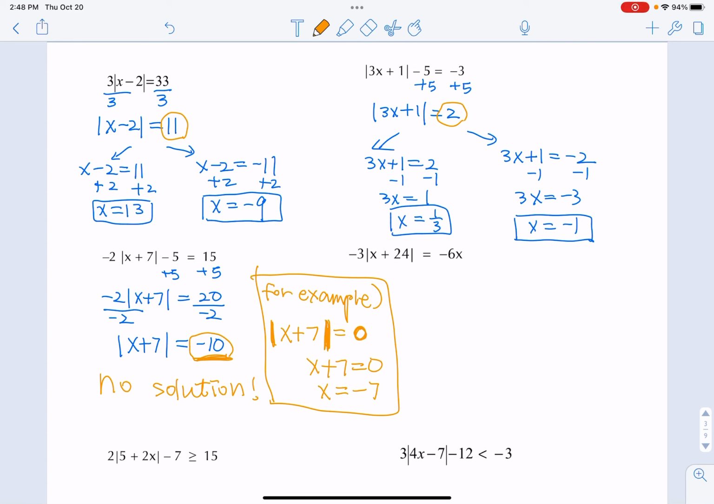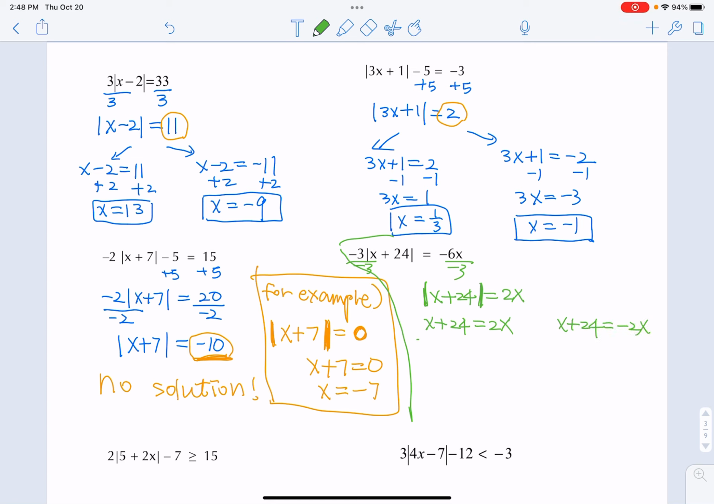And then this problem here has a divide by negative 3 on both sides: absolute value of x plus 24 equal to 2x. The absolute value is isolated on one side, and the other side is also a variable, which means we don't know if it's positive, negative, or 0. So in this case, with a variable, you still set up two equations: x plus 24 equal to 2x, and x plus 24 equal to negative 2x.